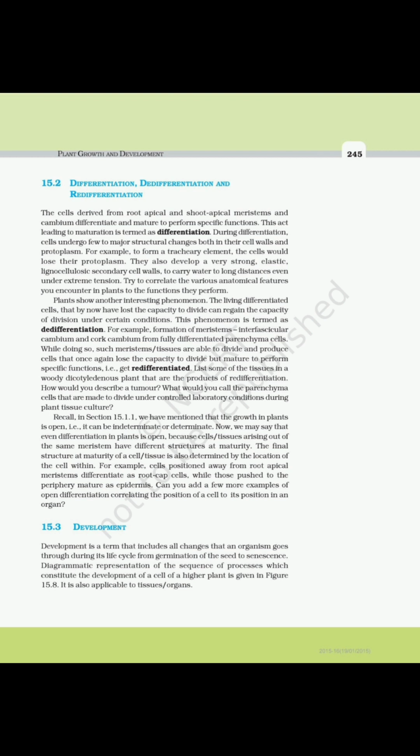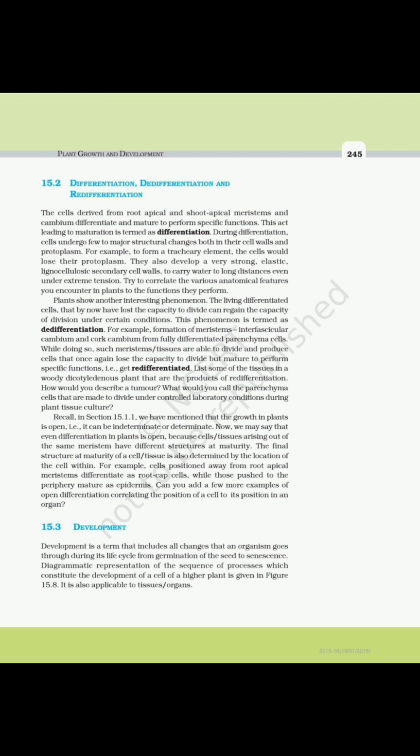cells undergo few to major structural changes both in their cell walls and protoplasm. For example, to form a tracheary element, the cells would lose their protoplasm. They also develop a very strong, elastic, lignocellulosic secondary cell walls to carry water to long distances even under extreme tension. Try to correlate the various anatomical features you encounter in plants to the functions they perform.